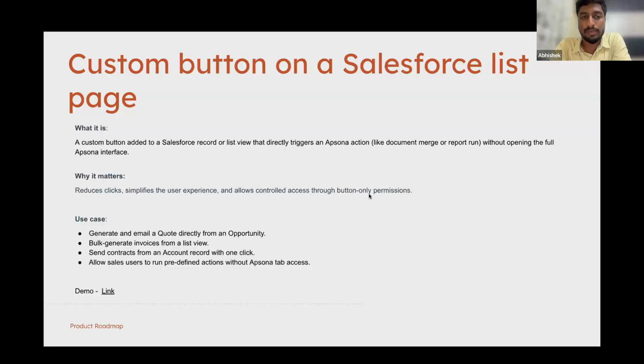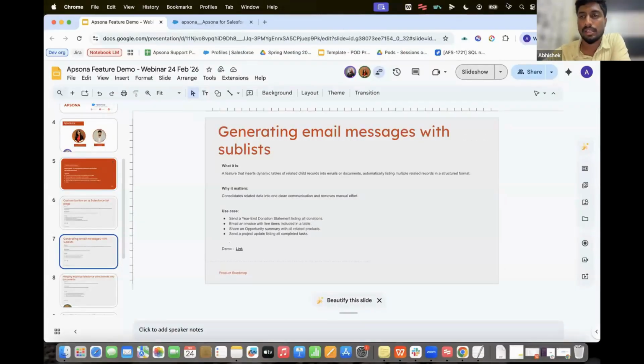There are 2 different buttons. One is on the record page and one is on the list view page. Today we'll be discussing using custom buttons on a Salesforce list page. Using buttons on the list page gives users more power, where they can generate documents for multiple records at a time in just one click or send emails to multiple users at a time. So without further ado, I'll take you to our Apsona dev environment and quickly share how we can achieve this.